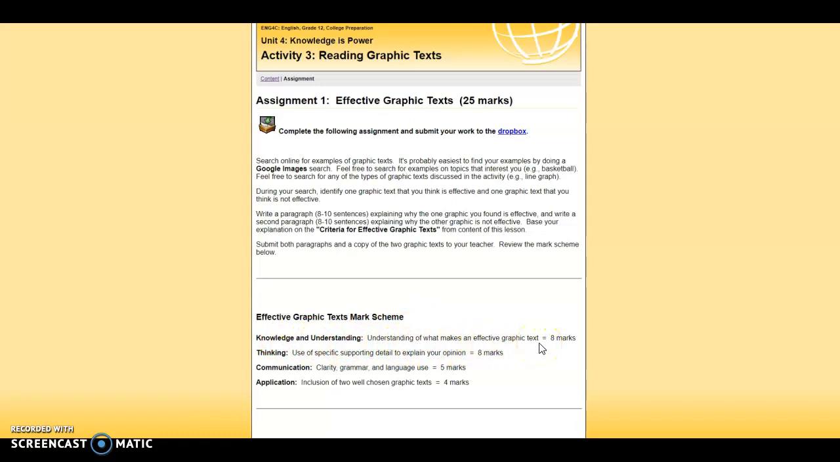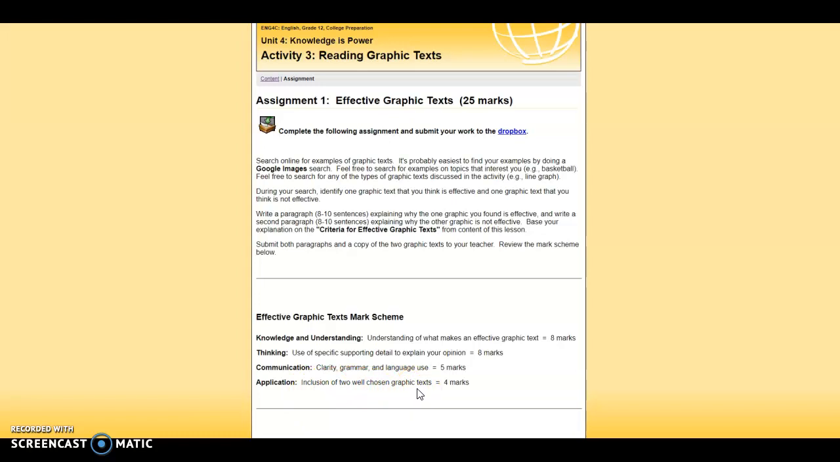So did you comment on the criteria of graphic text? Did you use specific supporting detail to support your opinion? So did you use examples from the graphic text itself to support yourself? Did you use proper grammar and language use? Did you include two well-chosen graphic texts?